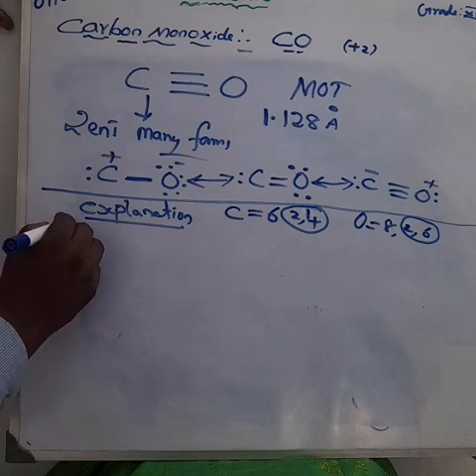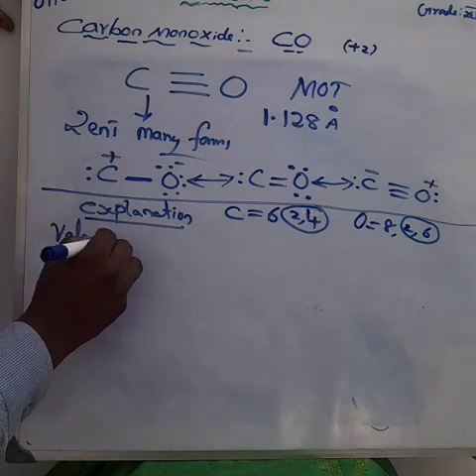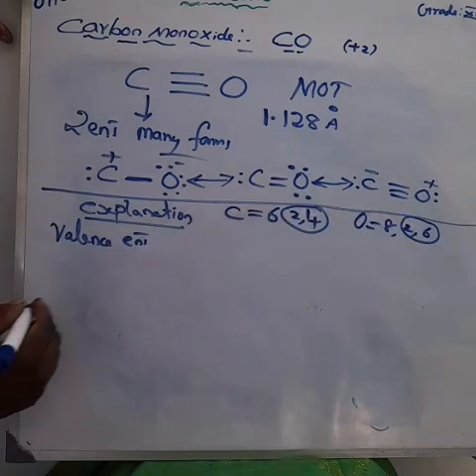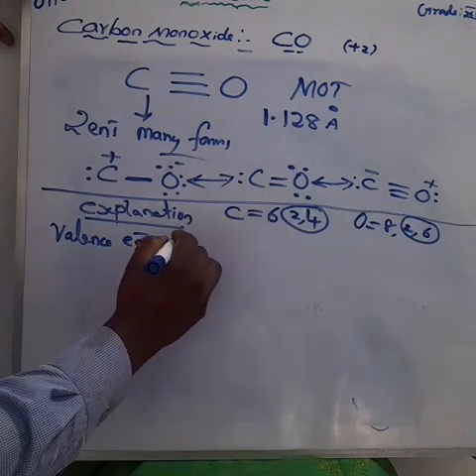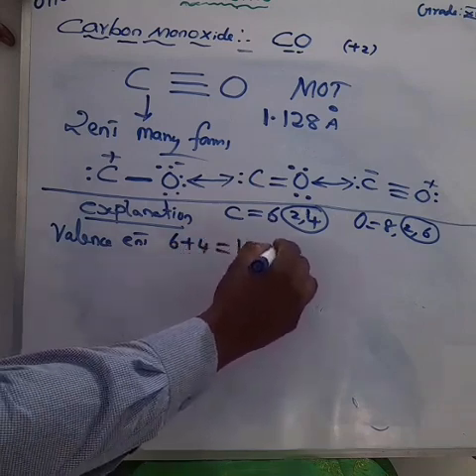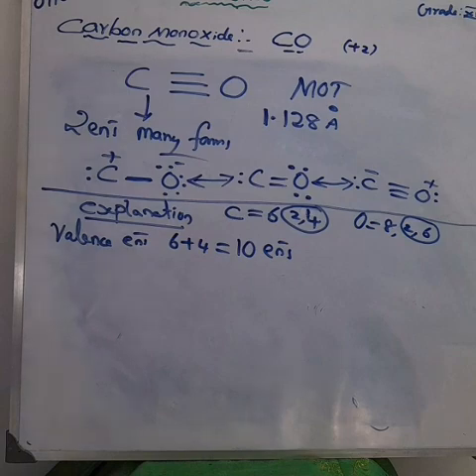So what is the valence electron of carbon? The valence electron of carbon is 4. What is the valence electron of oxygen? Oxygen is 6. So 6 plus 4 is equal to, in total, how many valence electrons are present there? 10 valence electrons are present there. Yes or no? Okay, 10 valence electrons are present there.